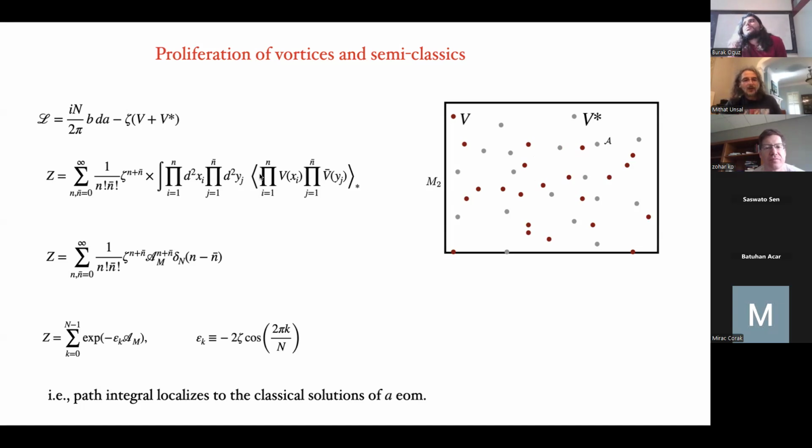And so the correlation function is trivial, and you can sum it up, and you obtain the partition function as a sum over these m branches. Okay, so in some sense, the path integral localizes to the classical solutions of A equations of motion. So you obtain this partition function.